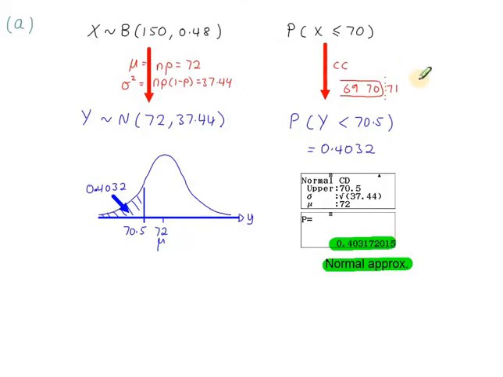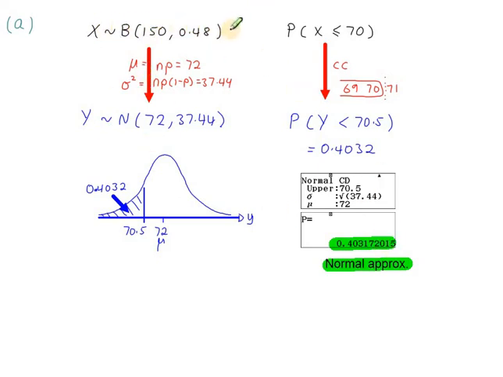Part D, we need to work out the percentage error in the calculation that we did in Part A. This is what we did in Part A, and this is the probability calculated using the normal approximation. So now we're going to calculate the probability using the exact binomial. So we're not going to do any of this.